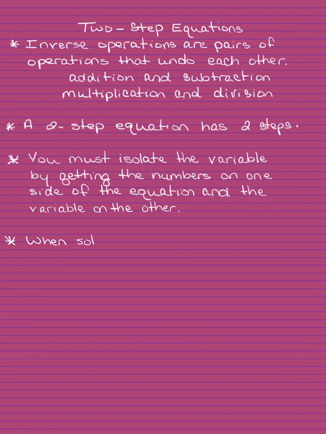The last thing that you're going to write down before we start is when you're solving two-step equations, you do the order of operations in reverse. Which means first you would do add or subtract, second you would do multiply or divide, third would be exponents, and fourth would be parentheses.